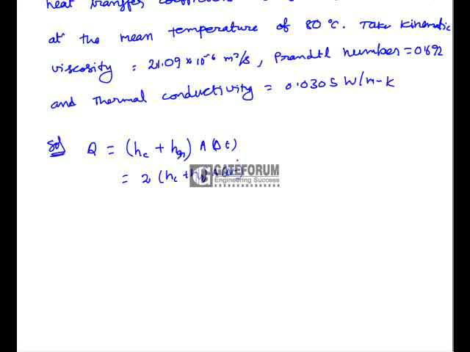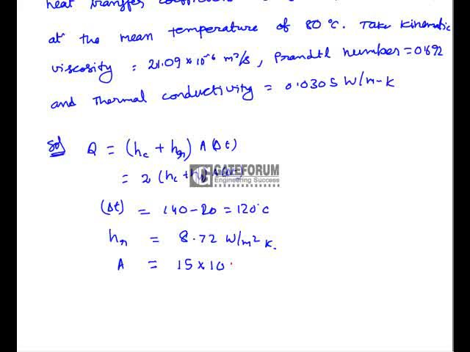The known values are: delta T, the change in temperature, is 140 minus 20, which is equal to 120 degrees centigrade. The other known value is the radiative heat transfer coefficient, which is given as 8.72 watt per meter square Kelvin. Now the other known value is the surface area of the plate, that is 15 into 10, which is 150 centimeter square, or 150 into 10 power minus 4 meter square.